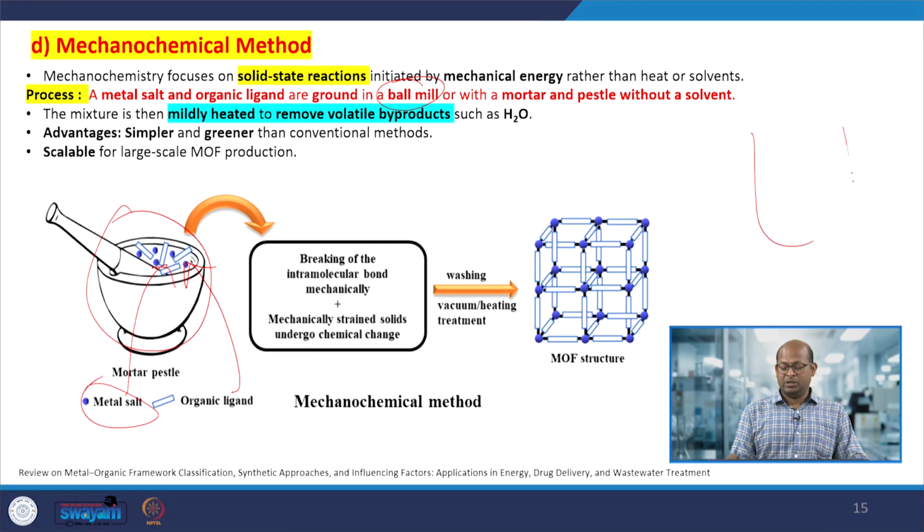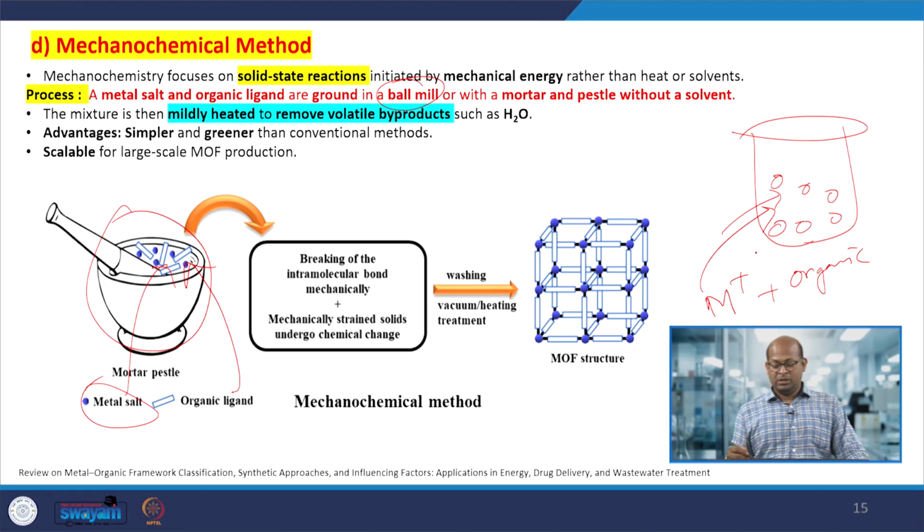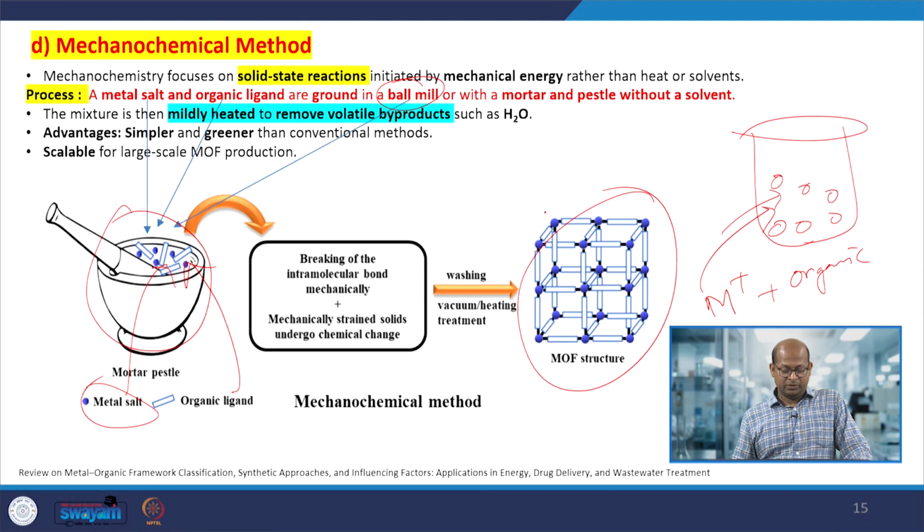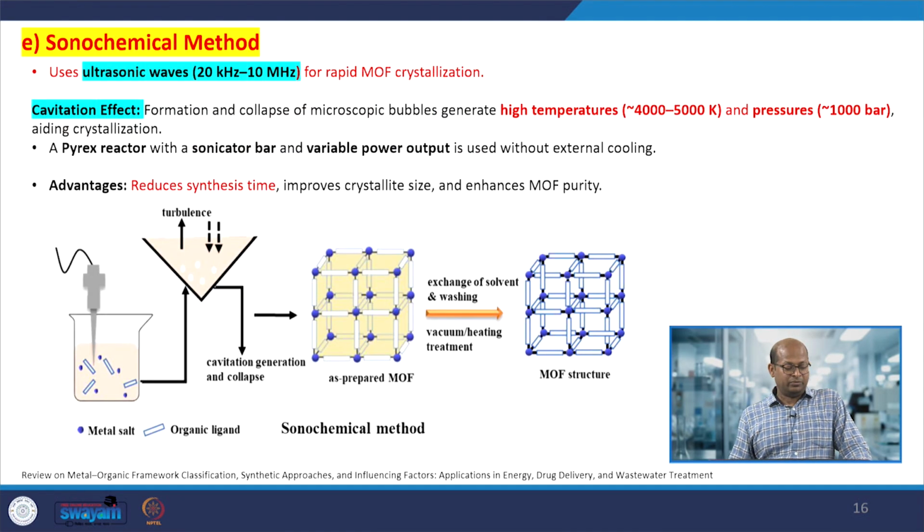In a ball mill, there is a closed vessel, and different numbers of balls are used. Metal salts plus organic linkers are placed without any solvent, so we can mill, and then condensation reactions will take place. After that we can remove any water or other things that are present. So then at the end this type of MOF we can form.